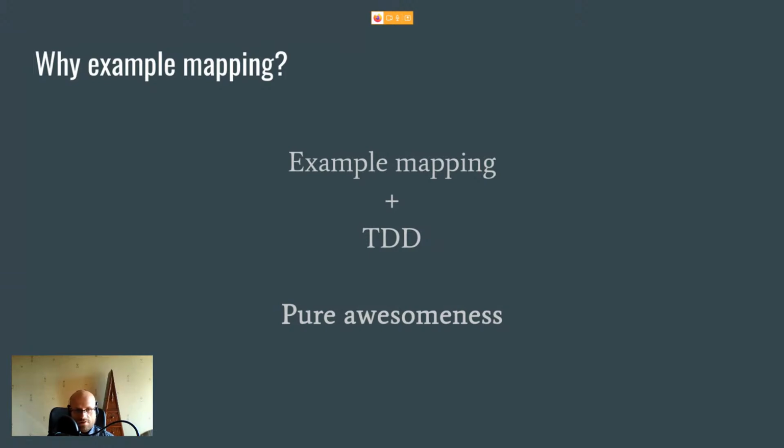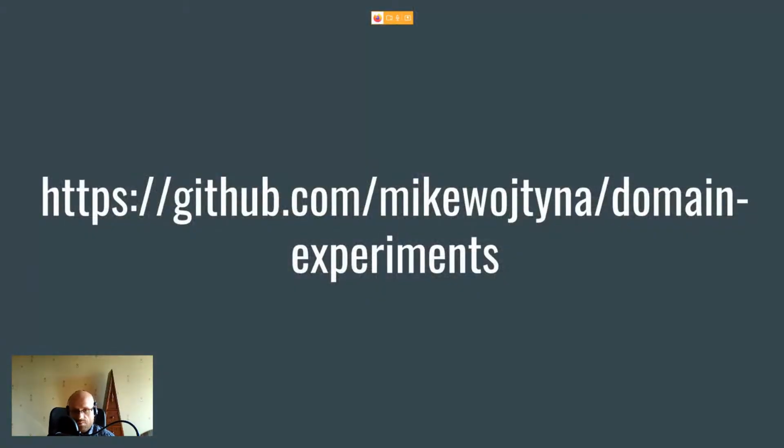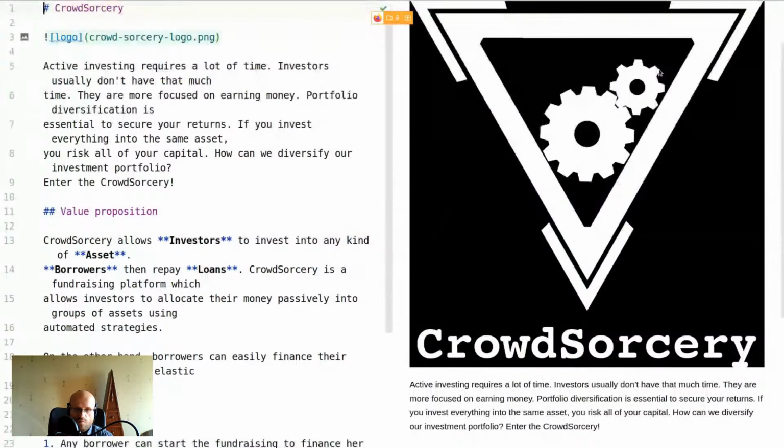Okay, so now the sweet spot is when you combine example mapping with test-driven development, then it works just great. And I'm going to show it to you. So let's see domain experiments in action. Okay, so here I'm having a repository with the examples. It's a public repository, you can check it on your own. But now I'm going to show you it live. So let's switch for a moment here.